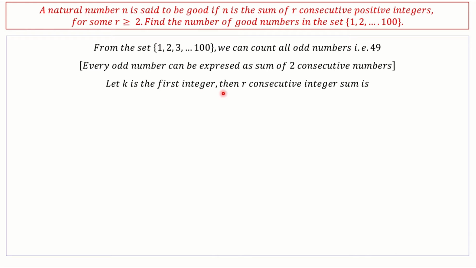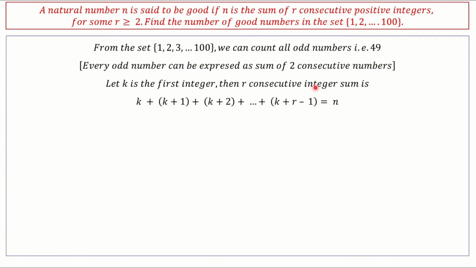Okay. Let k be the first integer and r the number of consecutive integers. The sum of r consecutive integers, if k is the first, is k plus (k+1) plus (k+2) up to k plus r minus 1, and this is equal to n. This is what we are trying to find: what is this k, what is the r? And this n should belong to this set basically.